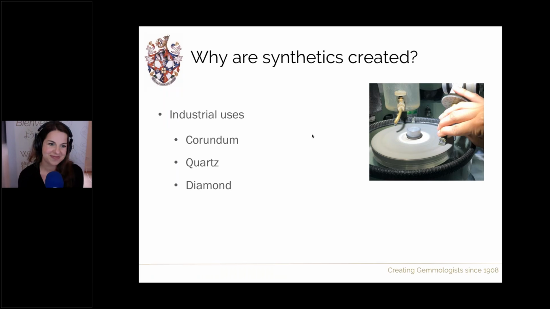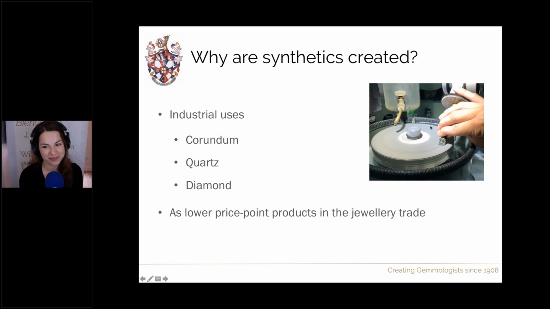Very, very interesting. And as well as these industrial uses outside of our industry, we use it in our own industry as well for cutting and polishing gems. So here's, for example, a diamond lap with diamond powder. And also now we create synthetics, and we have done for the last 120 years, so that we have more products in the jewelry market. We have products at a lower price point that visually look very high quality. So that's also why we create synthetics.